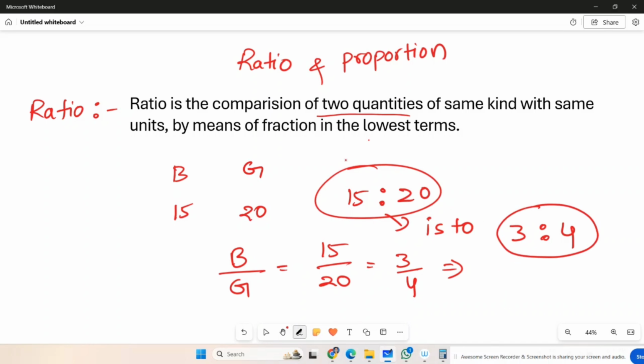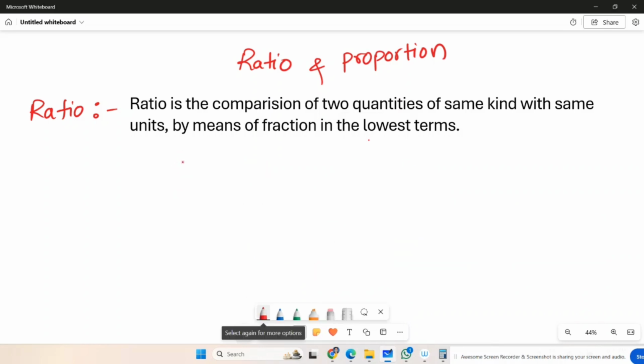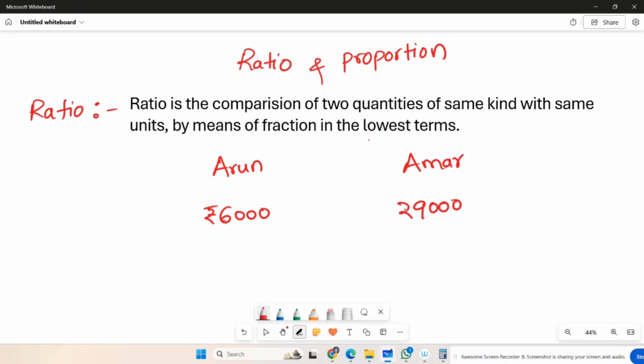We are comparing two quantities of same kind with same units. Similarly, let us consider another example. Suppose two brothers are there, Arun and Amar. Arun earns monthly 6,000 rupees and Amar earns 9,000 rupees monthly. So the ratio of Arun's and Amar's salary, how do we compare? We compare 6,000 is to 9,000. This we can write as 6,000 over 9,000.